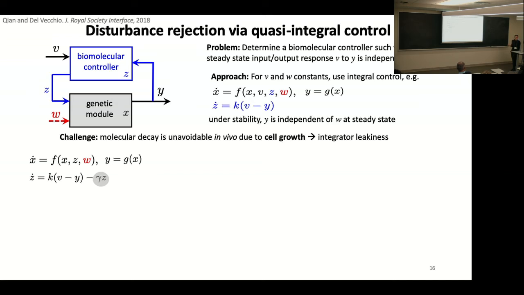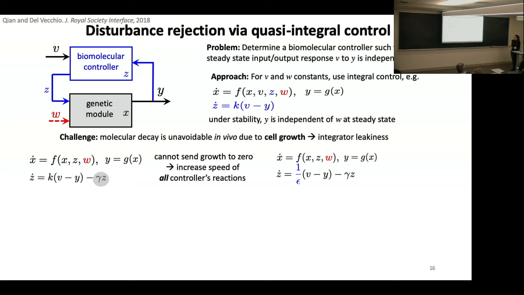Because any protein is subject to leakage, right? So there is always dilution in the system due to cell growth. This is especially true in bacterial cells that divide quite quickly. And so the reality is that there is this leakage that you can't get rid of. So one approach is, if I can't remove this leakage, I can try to make all the other reactions in the controller faster, so that comparatively the leakage becomes negligible. At least you hope so, right?